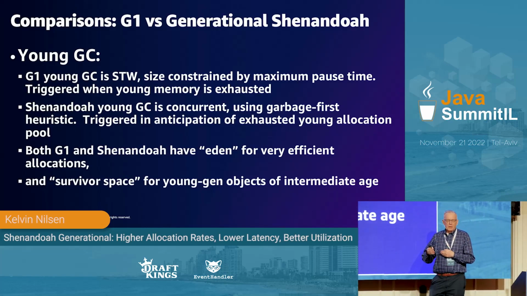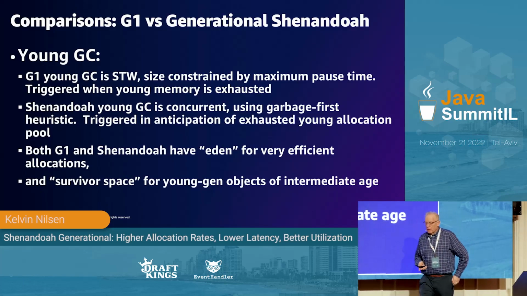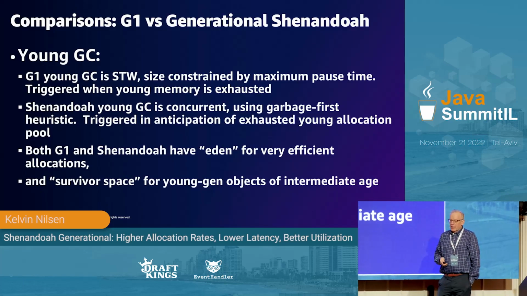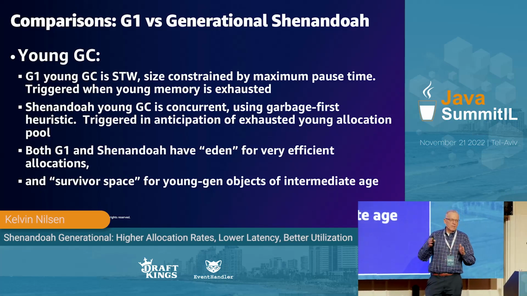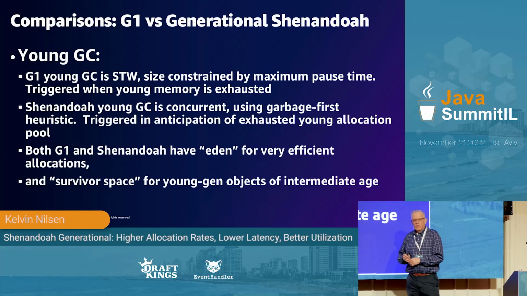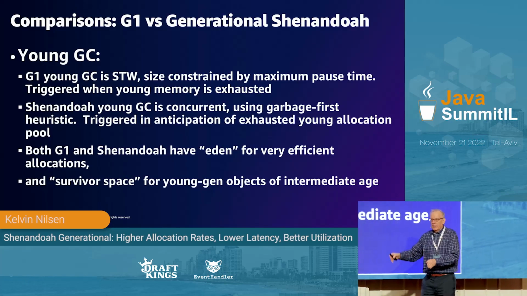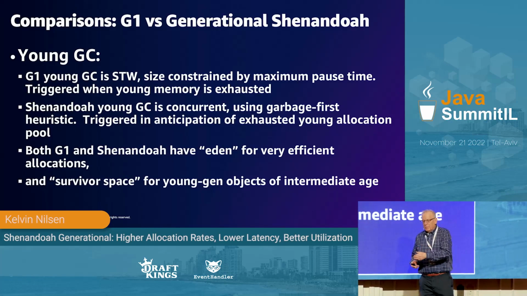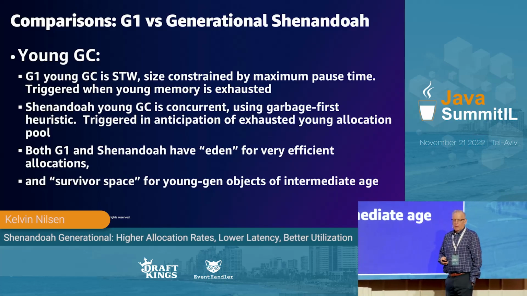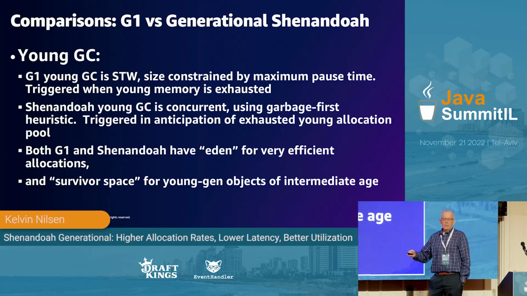So with Shenandoah, we only collect the young memory that is highly garbage. Both G1 and Shenandoah have the notion of Eden, where we can allocate very efficiently, and survivor spaces, which accumulate young objects of intermediate age that have not yet become old enough for promotion.